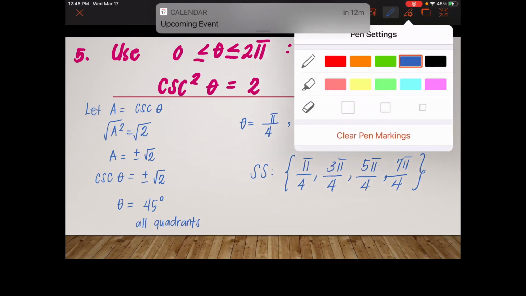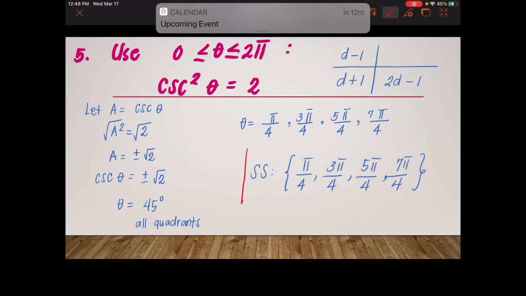Okay, so this will be our final answer. Again, you may substitute them in the given equation for you to check if they are correct. So this is example number 5.